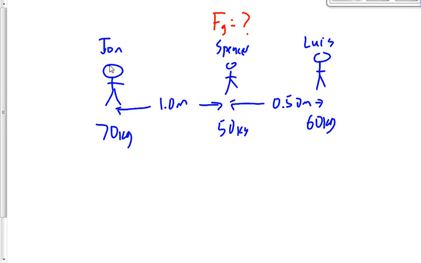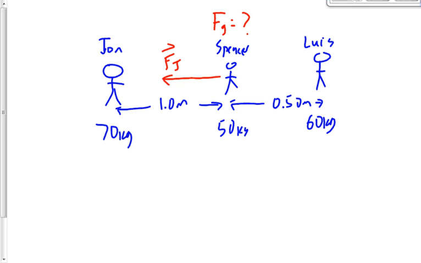Going back to free body diagrams, we did that with inclined plane problems and pulley problems and vertical circular motion problems that we did a few days ago. Now we're doing it with gravity problems. John pulls Spencer to the left. We're going to call that Fj, the force of John to the left. Does that make sense?